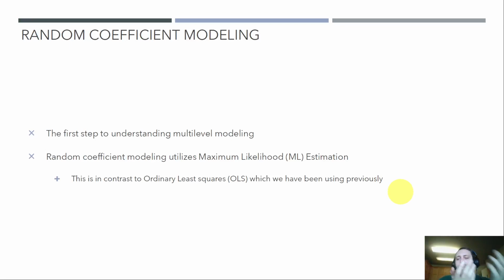So, what is random coefficient modeling? Well, in my opinion, it's the first step to understanding multi-level modeling. And essentially, random coefficient modeling utilizes maximum likelihood estimation. Up until now, we've always been using ordinary least squares for our regression and ANOVA models. So now we'll be using this maximum likelihood estimation.